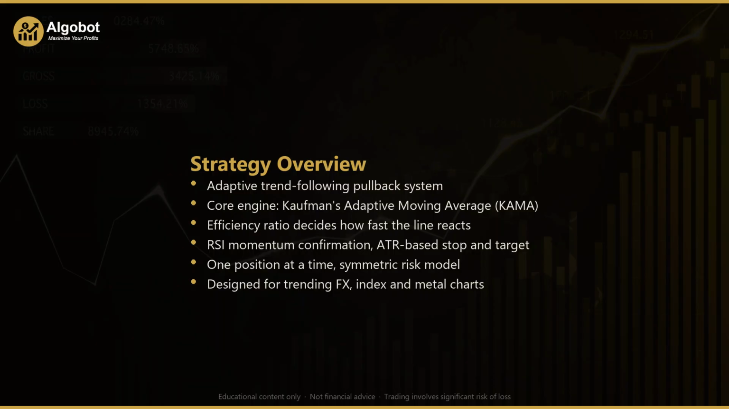This one adaptive line does two jobs at once. Its slope tells the strategy which way the trend is leaning, and its actual value becomes the dynamic pullback level that price needs to dip to and then reclaim. On top of that, the strategy adds two supporting tools. The Relative Strength Index acts as a momentum filter, confirming that momentum agrees with the direction of the trade. And the Average True Range, a measure of recent volatility, sets both the protective stop and the profit target, so the risk automatically adapts to how active the market currently is.